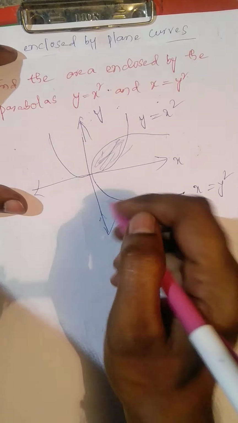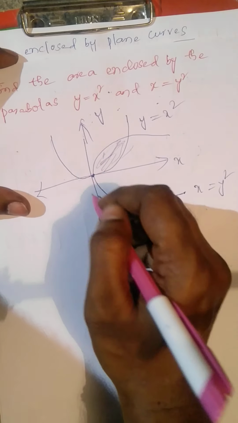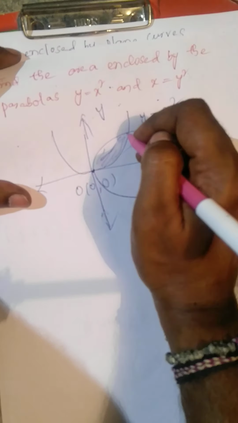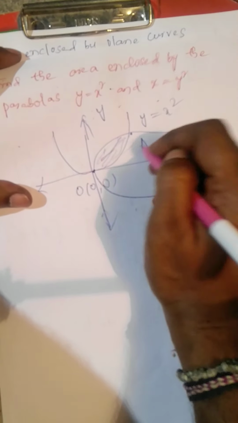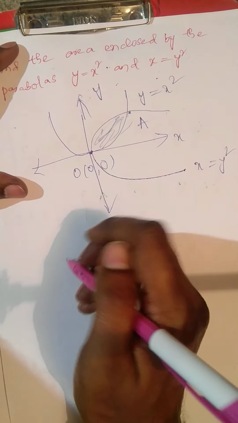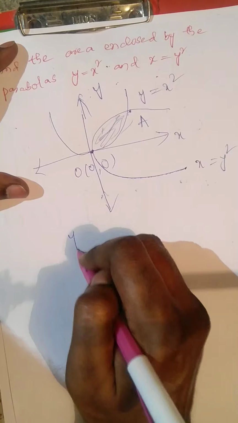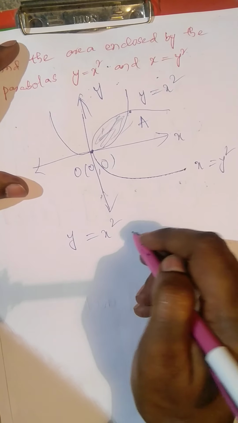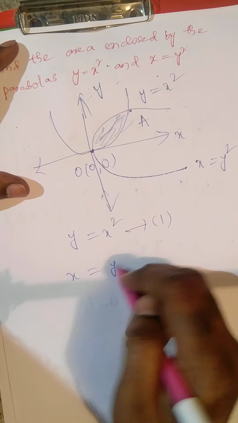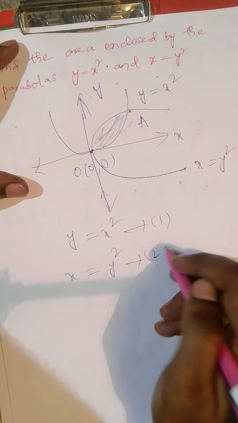Okay, first for that you need to find the point of intersection of the two parabolas. Obviously we know the origin, point 0 comma 0. Now we're trying to find this point. How will we get this point? We need to solve both the parabola equations. What is the given parabola equation here? Y equals x square, equation 1, and we have x equals y square, say equation 2, right?